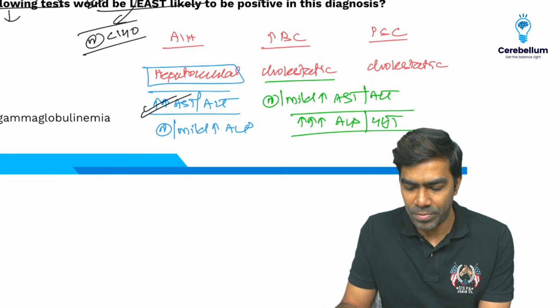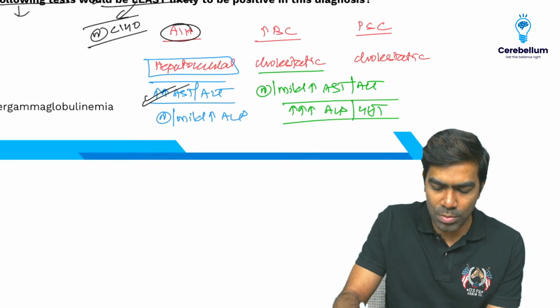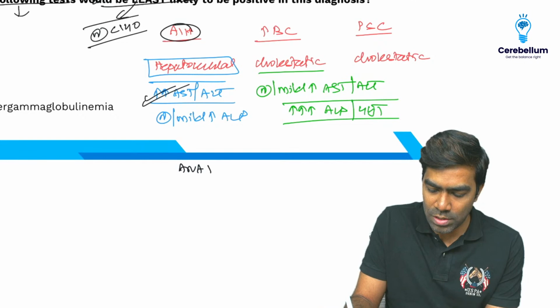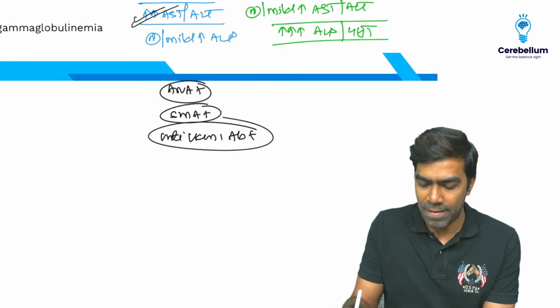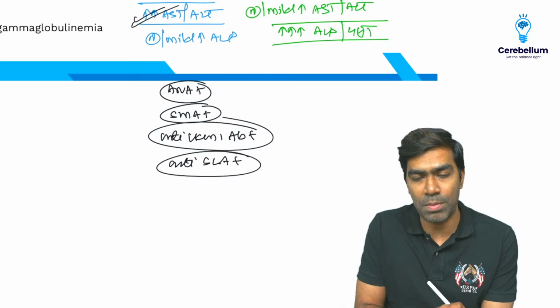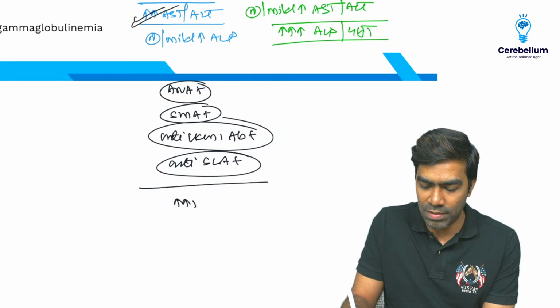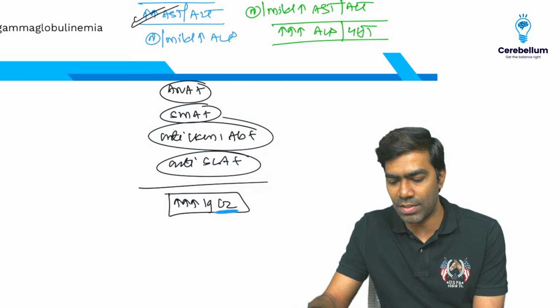So we are basically talking about autoimmune hepatitis. What is the antibody that's going to be positive? ANA will be positive. Smooth muscle antibody will be positive. Or anti-LKM1 antibody will be positive. Or there is another antigen called anti-soluble liver antigen. Anti-SLA may be positive. Any of these antibodies may be positive. And many patients with autoimmune hepatitis will be having hypergammaglobulinemia, IgG levels will be elevated. This is a very important point.